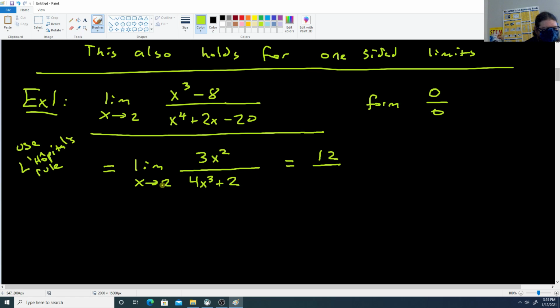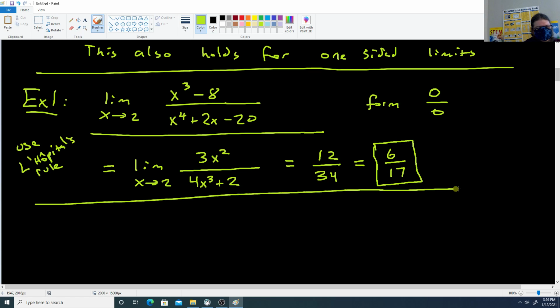And that's over, if I put 2 down here, 2 to the 3rd is 8. 8 times 4 is 32. 32 plus 2 is 34. So we get 12 over 34, and that fraction reduces down. 12 divided by 2 is 6, and 34 divided by 2 is 17, I believe. And we get 6/17 is the answer for our limit.